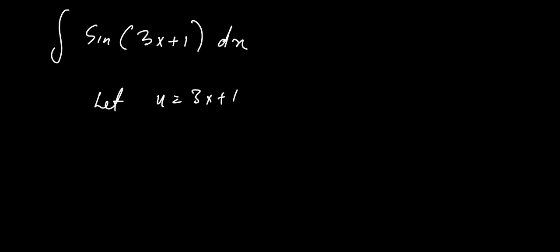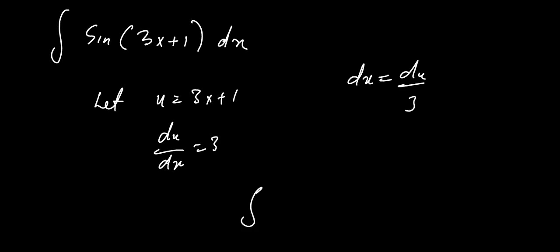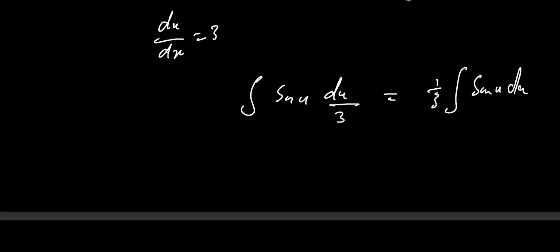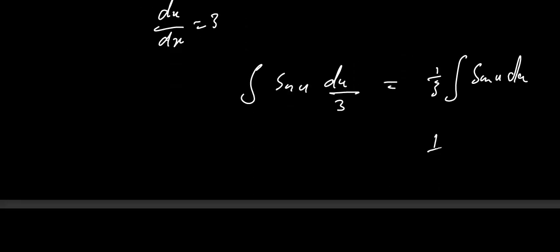So you let the inside part be equal to u, so that you get the derivative. The derivative here is just going to be a 3, meaning your dx is just du over 3. So you can say the integral of sine u du over 3. This is the same as 1 over 3, the integral of sine u du. The integral of sine is negative cos, so negative 1 over 3 cos u plus a c.